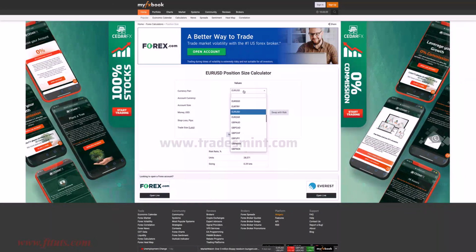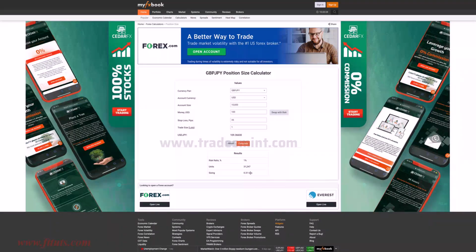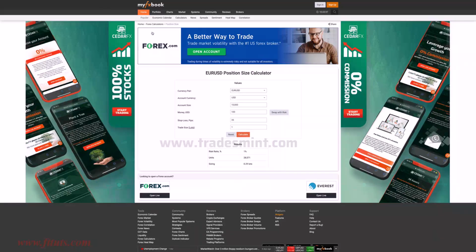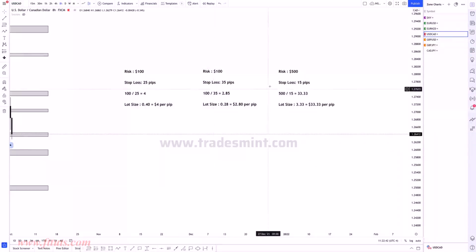But again, if you were to go to a different pair, such as GBPJPY, it's 0.31, whereas we said it was 0.28. Or if you were to go to Euro NZD, it's 0.41. See how that's a big difference? So it's important that you understand the math, but it's always in your best interest to use the position size calculator. Let's do one more example.